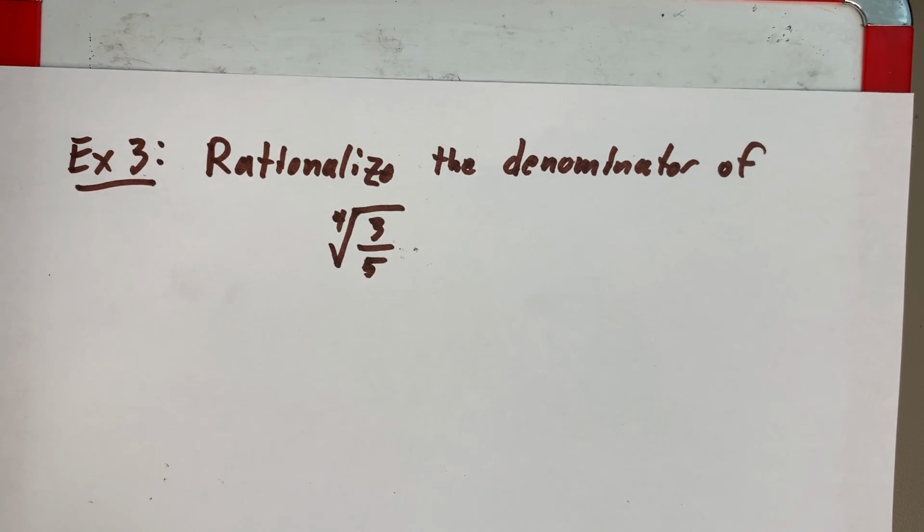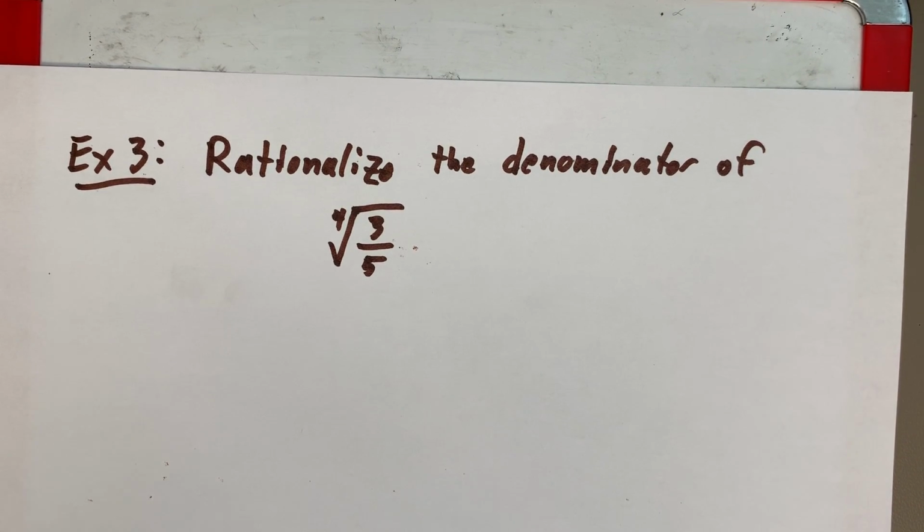Now on to our third example of rationalizing the denominator. We're looking at the expression fourth root of 3 over 5. So we don't really have a denominator to rationalize at this point in time, but after a little bit of work, we do. So the goal is just to simplify this so we don't have any kind of radical whatsoever in the denominator.